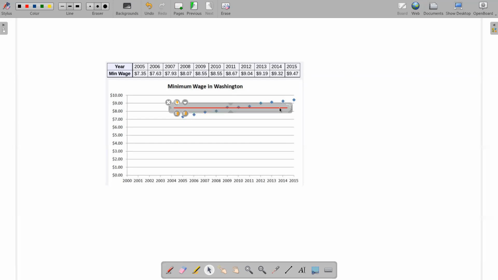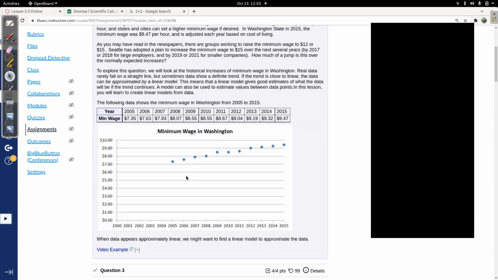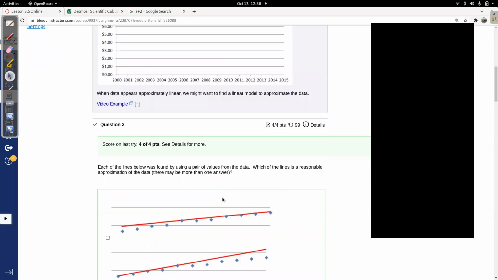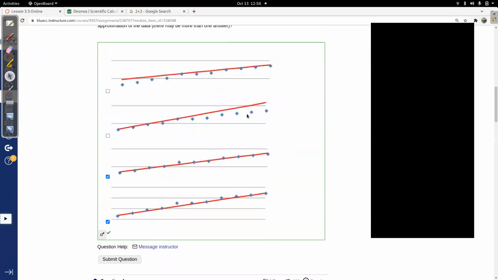All right, so let's get rid of that here and look back at this problem. Show the problem. Okay, so we're given this data right here. We got a video example to go with it. You can check that out later. And then we're asked, each of the following lines was found using a pair of points from that data up there, but some of these are a good choice and some of them are a bad choice.